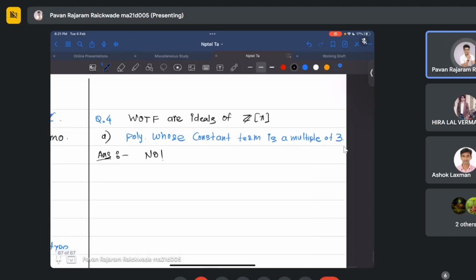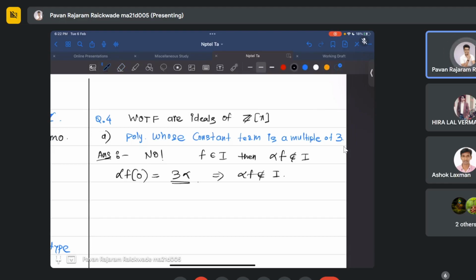Very easy to prove. You take any polynomial, let's say f belongs to I. In whichever case you are in, I call that set I. That is the nomenclature I'm deciding. So let f belong to I. Then you just multiply with a constant polynomial, let's say alpha f. Does it belong to I? What is alpha f's constant term? It is 3 alpha.